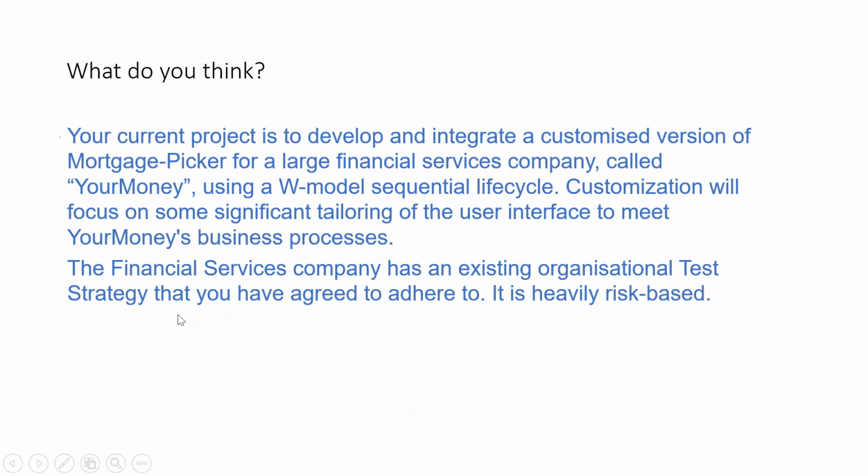Okay, keep that in mind, because we'll answer at least 4 questions based on this scenario. The financial services company has an existing organizational test strategy that you have agreed to adhere to. So your customer, that is Your Money company, has a very well established test strategy, and you told your customer that we will adhere to whatever test strategy you told us. And this test strategy is heavily risk based. It is needed in this kind of industry. Risks are very high, so it is a heavily risk based test strategy.